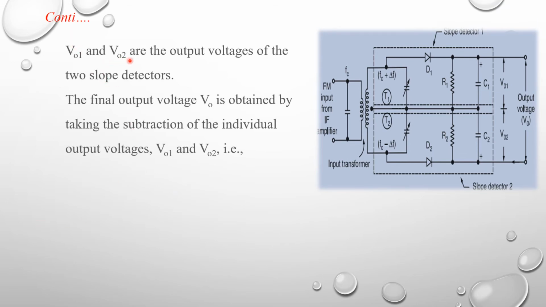V01 and V02 are the two output voltages of the two slope detectors. V01 is the slope detector 1 output voltage and V02 is the slope detector 2 output voltage. The final output voltage V0 is obtained by taking the subtraction of the individual output voltages, V01 and V02. The final output voltage V0 is equal to V01 minus V02.